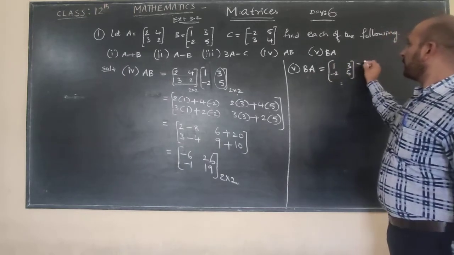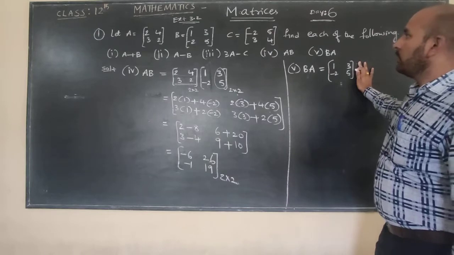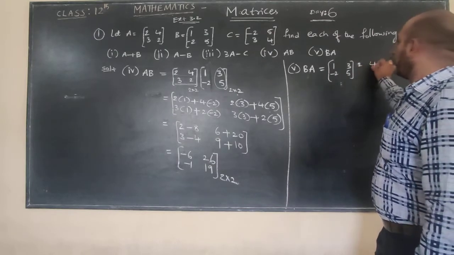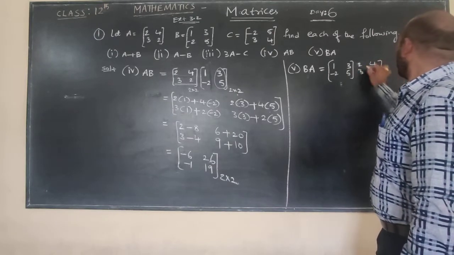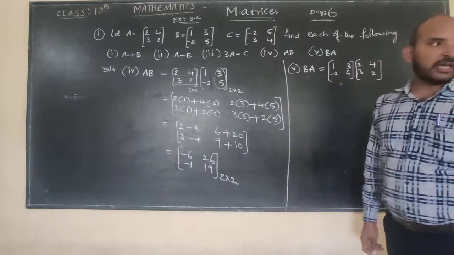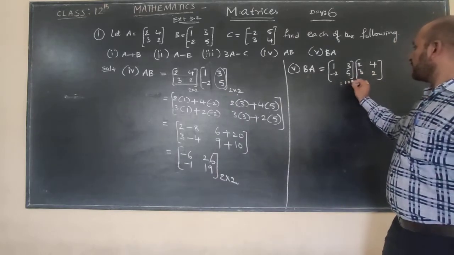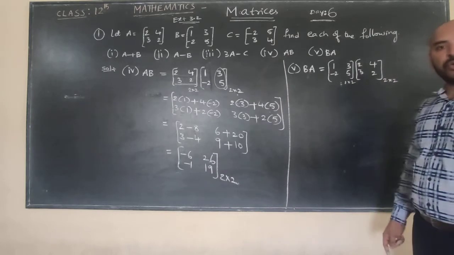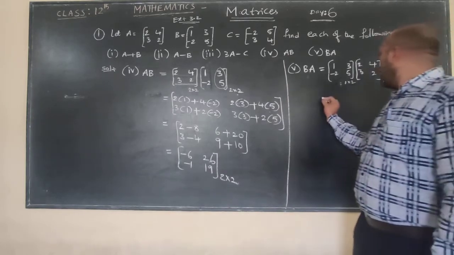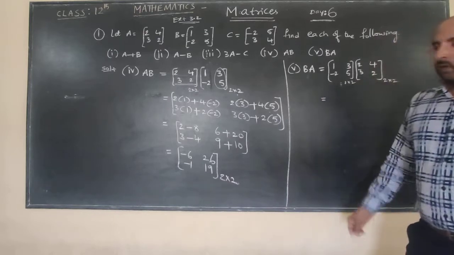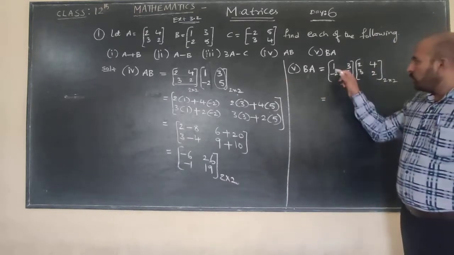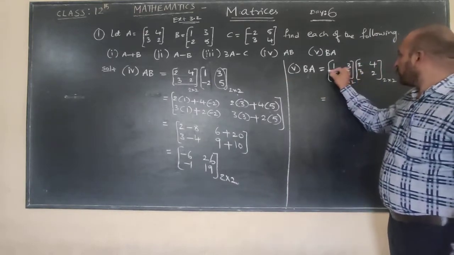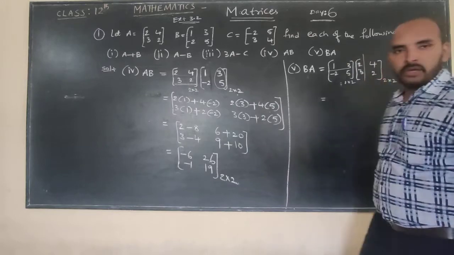A matrix is 2, 4, 3, 2. So for both matrices, this is also a 2 by 2 matrix, this is also a 2 by 2 matrix. Then the resultant matrix is also a 2 by 2 matrix. It is equal to, again the same procedure: first row with first column, first row with first column elements multiply.